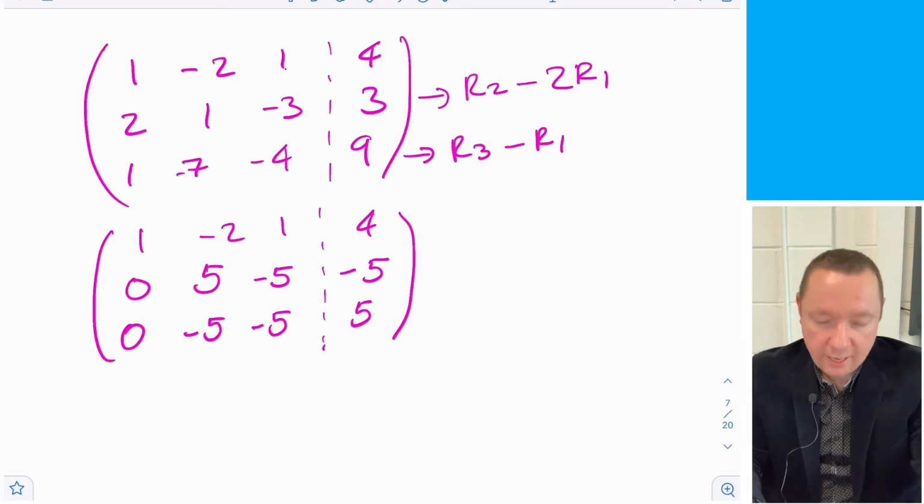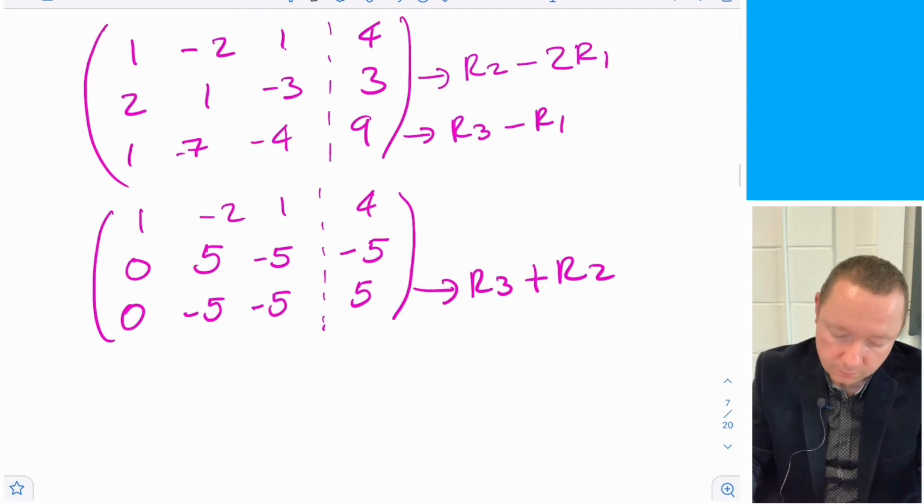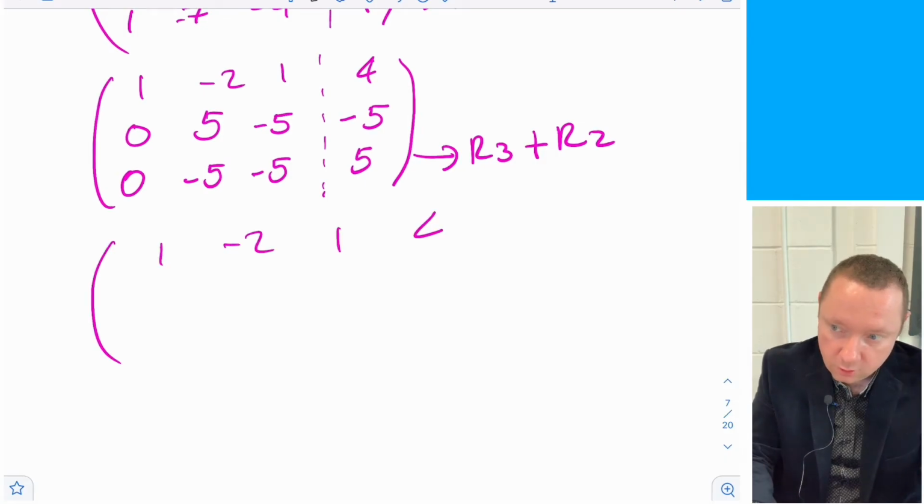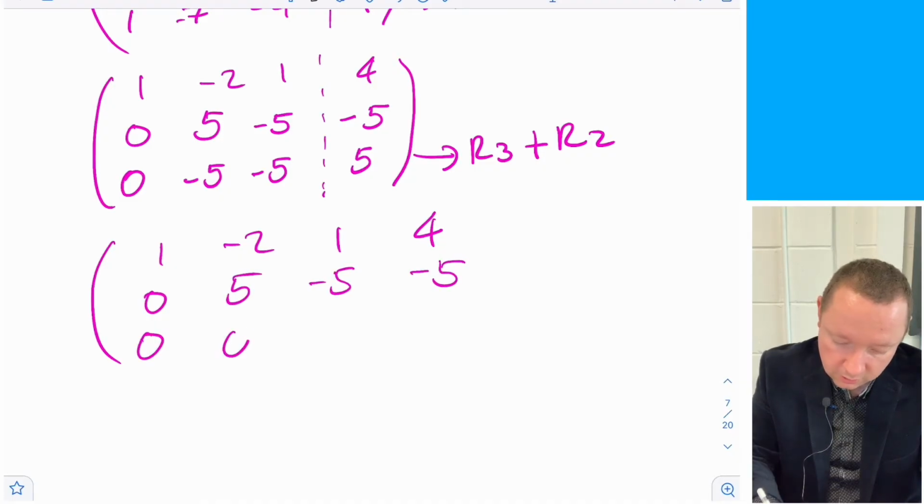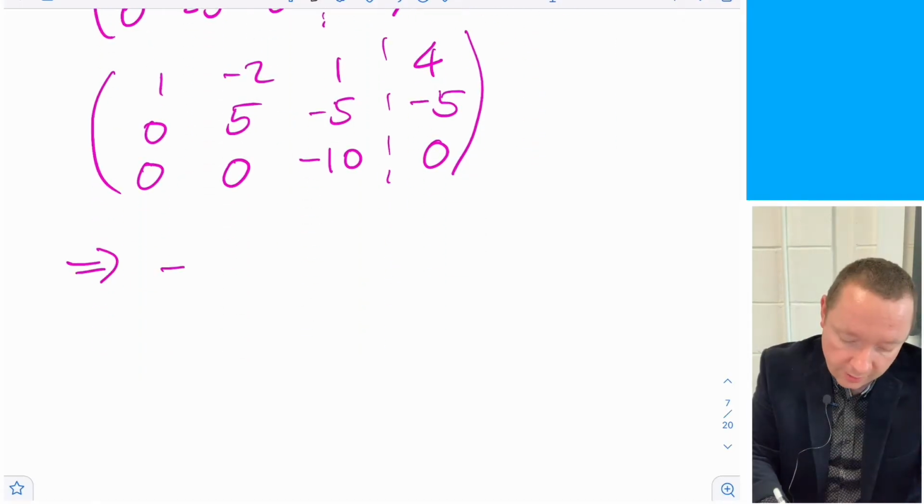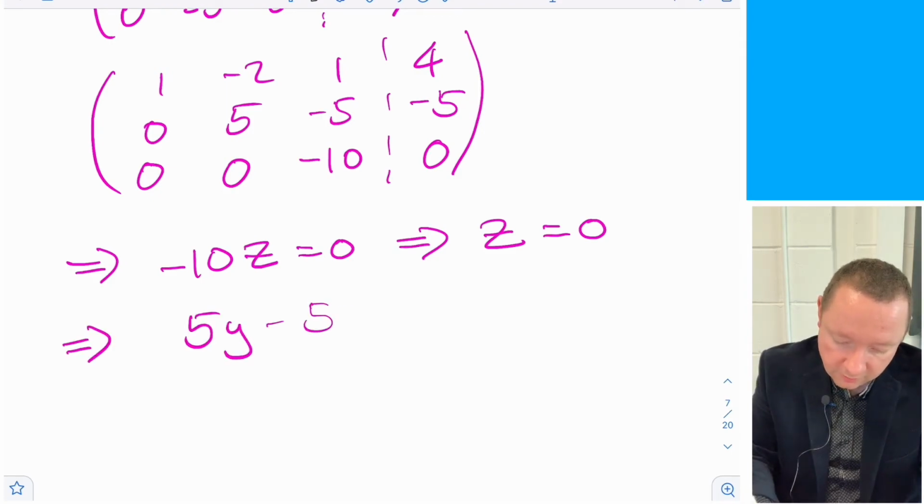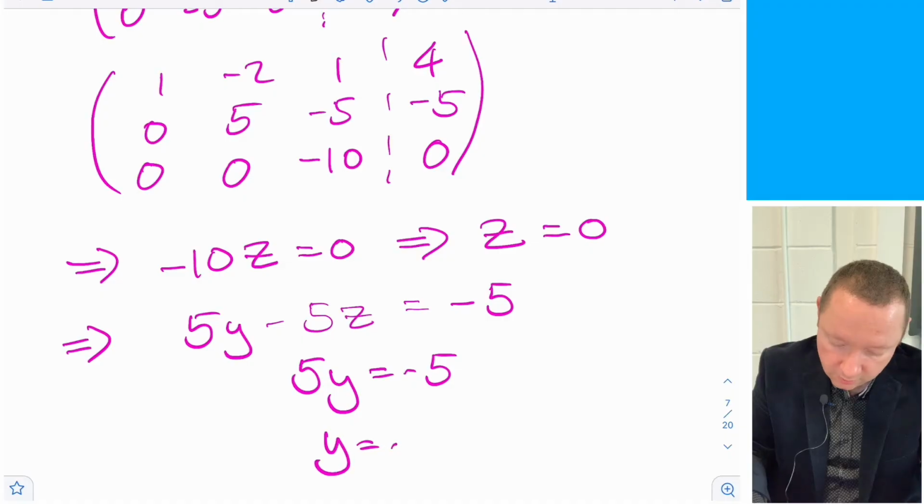So remember what we've got, we want to try and get a 0 in this position here now. So if we just add these together, that will give us that. So that becomes row 3 plus row 2. So we've got 1, minus 2, 1 and 4. 0, 5, minus 5 and minus 5. 0, 0, minus 10 and 0 again. So we should be able to see clearly now that minus 10z equals 0, which implies that z equals 0. Then we've got 5y minus 5z equals minus 5. So we've got 5y equals minus 5. So y is minus 1.